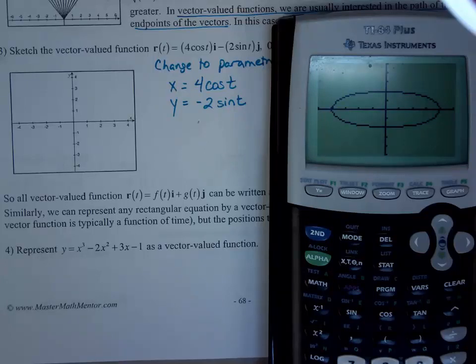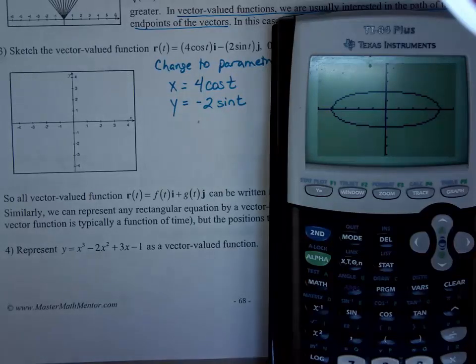Now, looking at the equations, can you tell me why it went clockwise? Because the sign is negative. As it went cosine positive, sine negative, so the first place it ended up going was quadrant 4. Okay, so let's draw this ellipse.